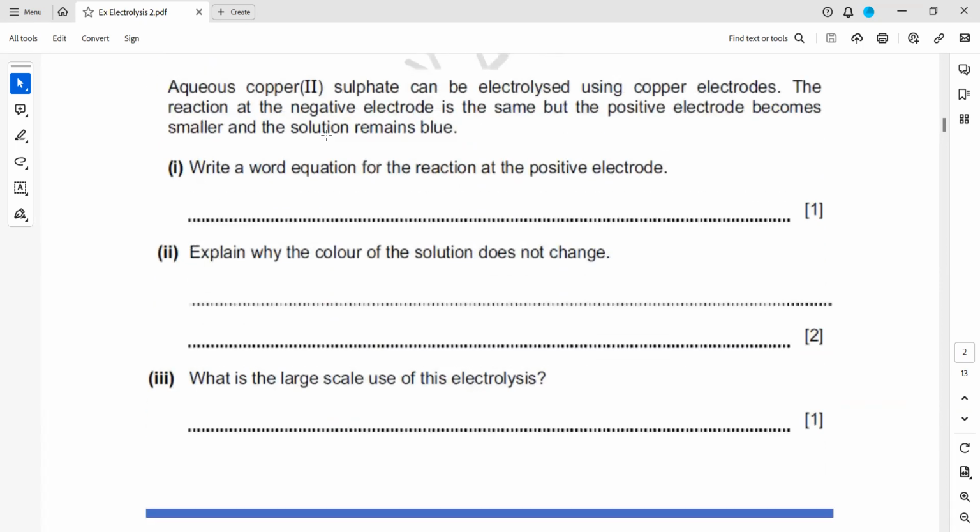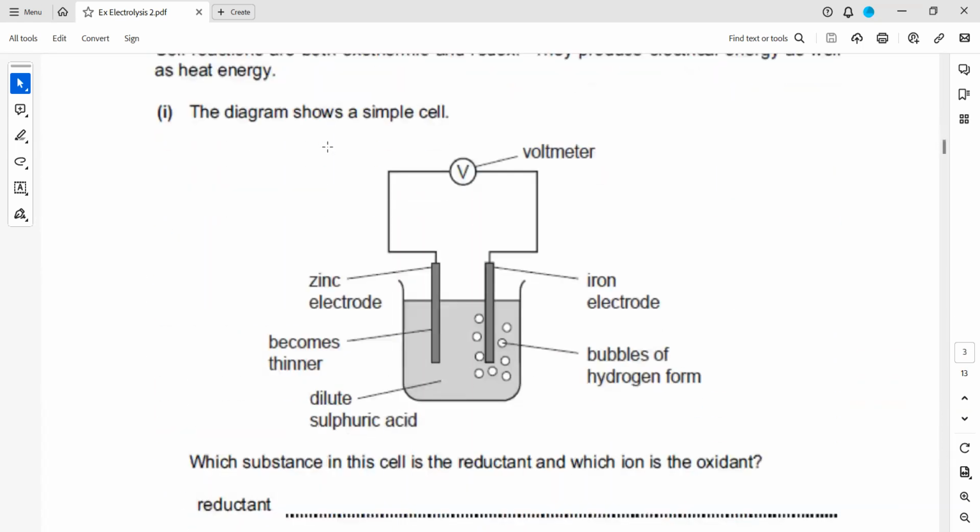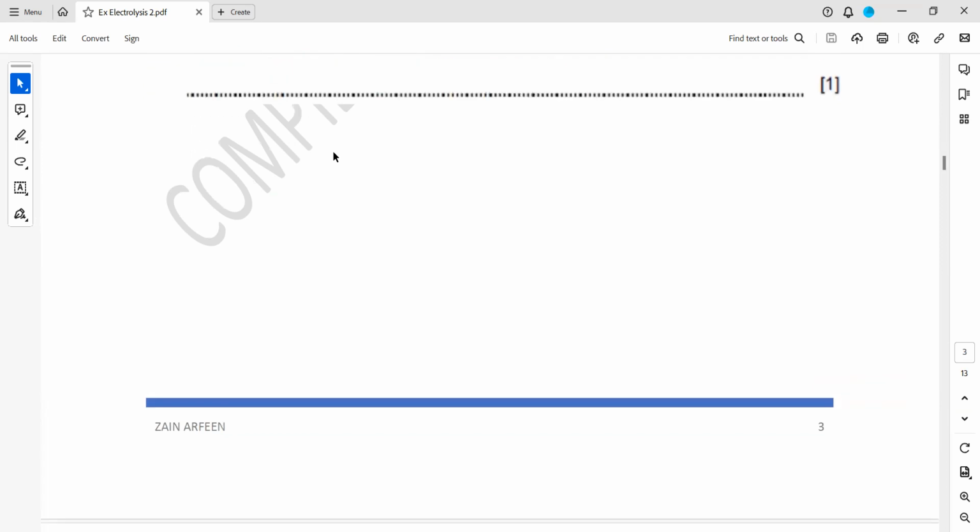This is another part, like using the copper electrode, what will happen. But right now we are doing a simple electrolysis.